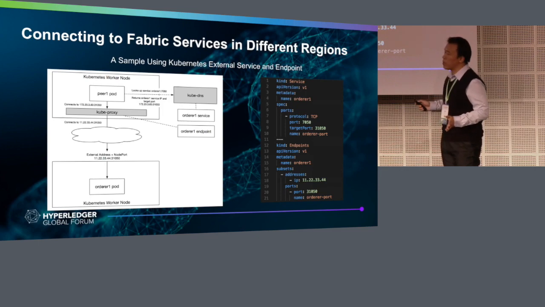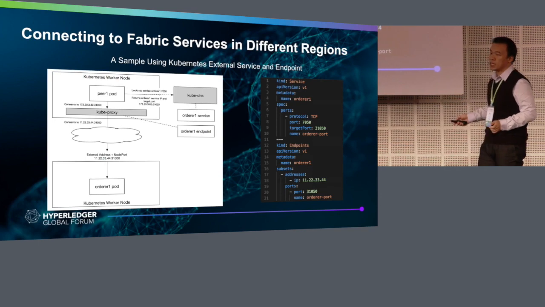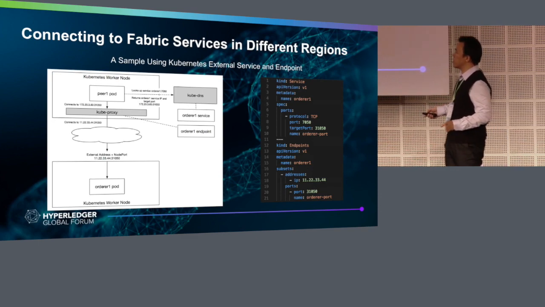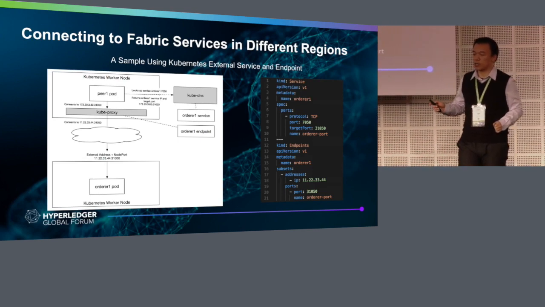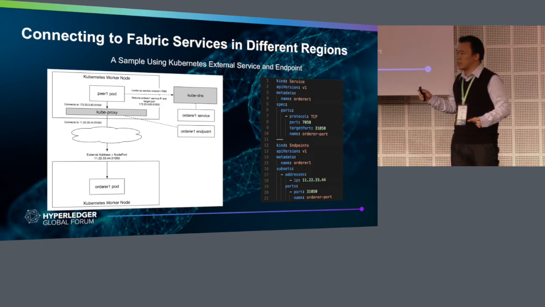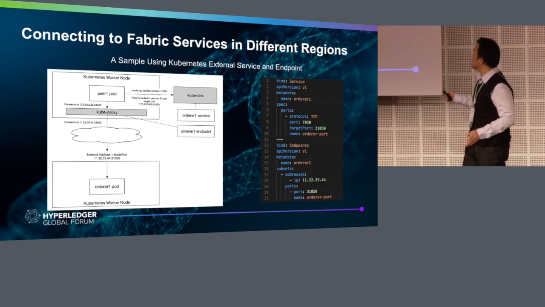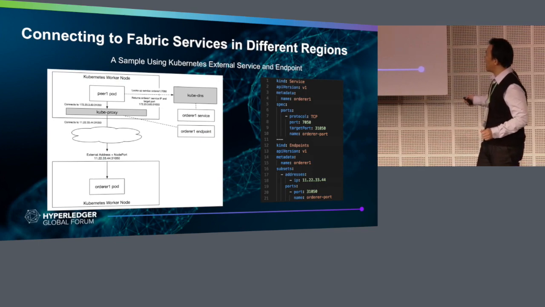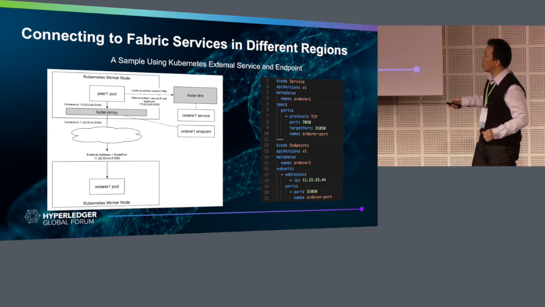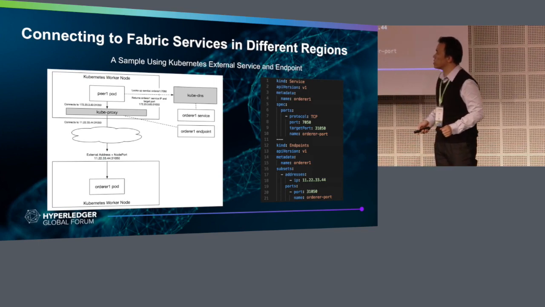And the second scenario is Fabric services in different regions. In this scenario, for example, we have the peer organization in one region and the orderer service in another region. We still use Kubernetes as an example because today it is already a standard for application infrastructure. So here we can use an external service endpoint to define this orderer. We can define the external address and the port of the target orderer inside region A, so that the peer can connect to this external service endpoint and finally reach this orderer.